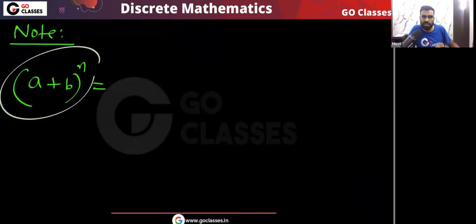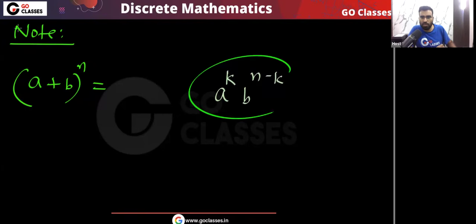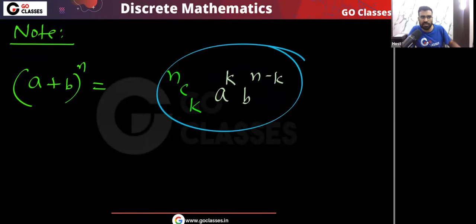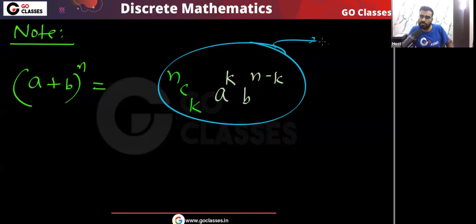Then some of these n factors will give you a, and the remaining will give you b. Let's assume that k of them are giving you a, then the remaining n minus k will give you b. Correct? Now you can see how many terms of this type you can create. That is very simple. From these n factors, I can choose k factors. They will give me a, and the remaining will automatically give me b. So this is the term in the expansion.